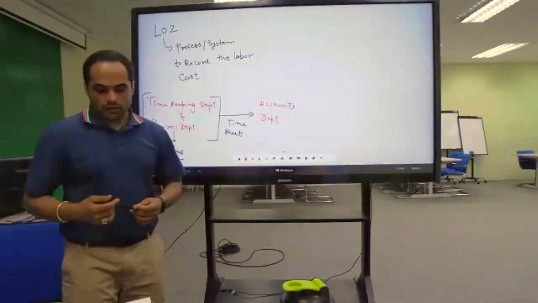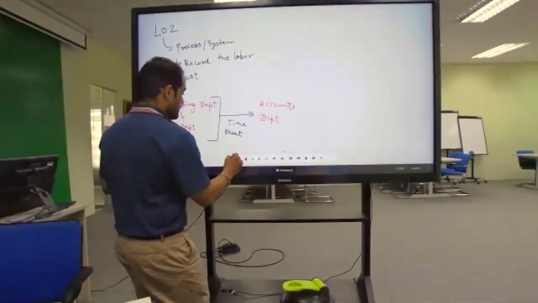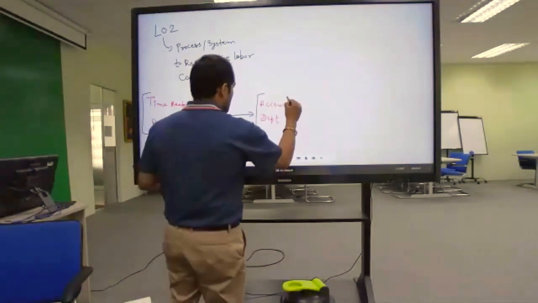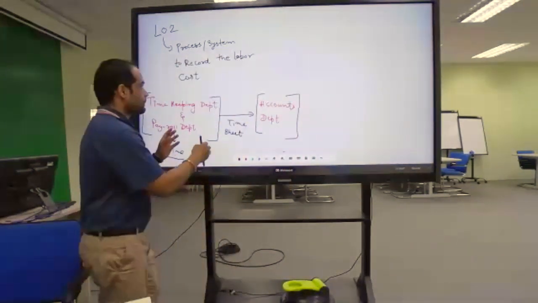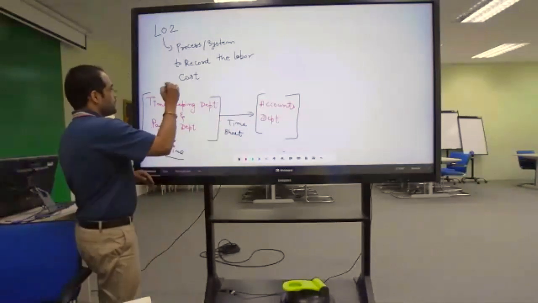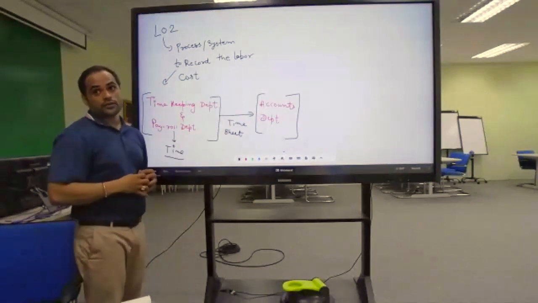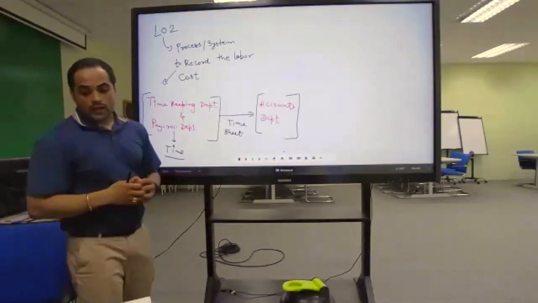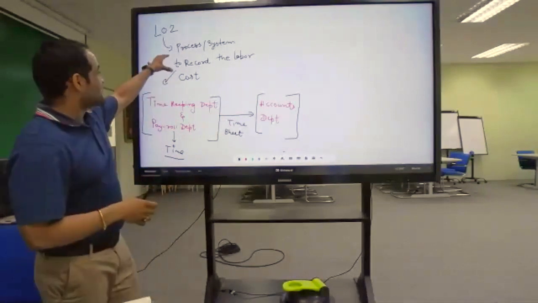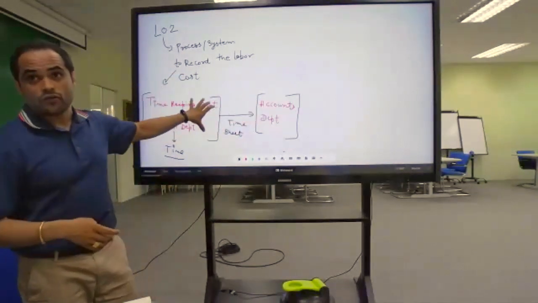So that's what normally happens. That is the procedure to record the salary of the workers. Now, besides salary, this is the way to record the salary of the worker.